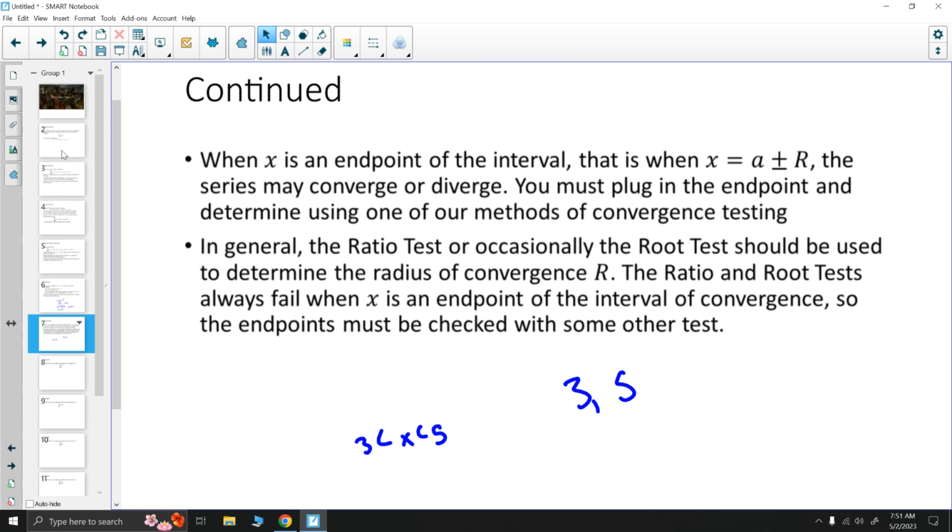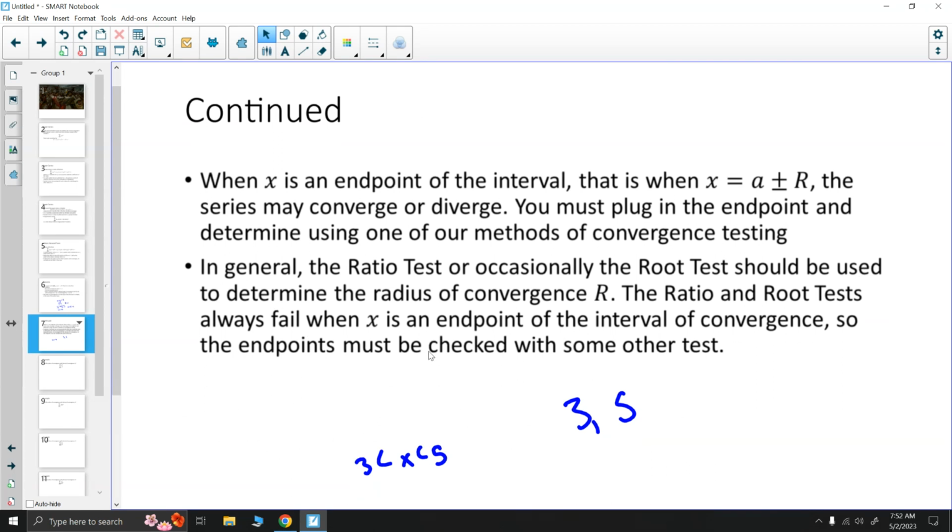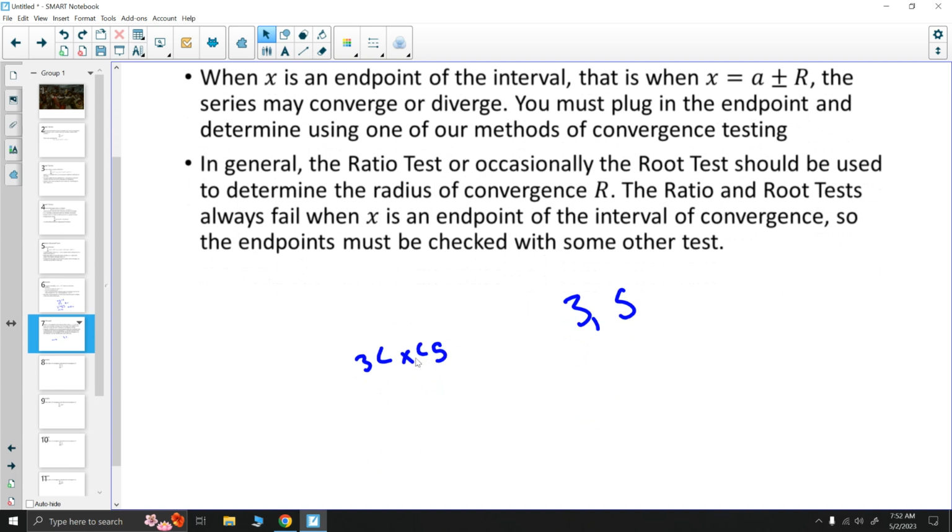So the only thing that makes a power series different than what we've been doing is that we have x's. But the second you plug a value in for x, the x's drop off. It's now a constant, and so we're just dealing with a regular series that we need to do one of our mini tests for. If it's an alternating series, then maybe the alternating series test. Maybe we'll do a comparison test or something like that. Okay, so basically, that's what we do for those endpoints.